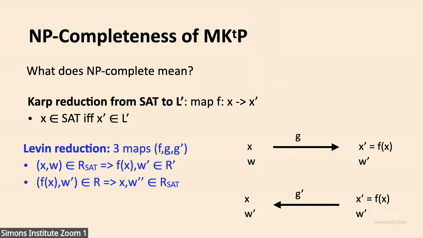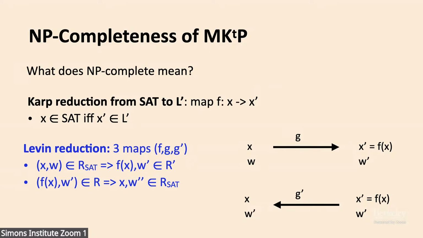This is how Levin actually defined NP-completeness. Now, in textbooks, when we teach complexity theory, people stick with the Karp notion because Karp did all these reductions this way. But as cryptographers, we actually always need Levin's notion. So what is Levin's notion?